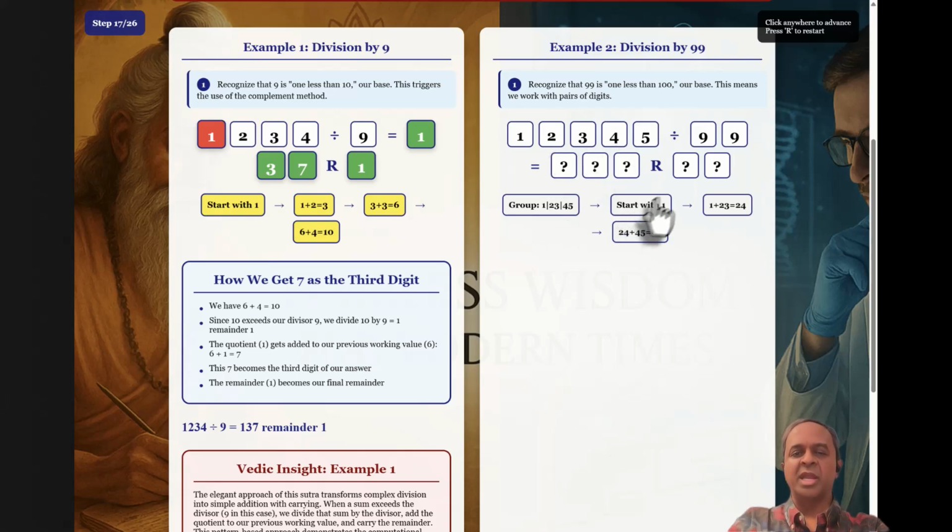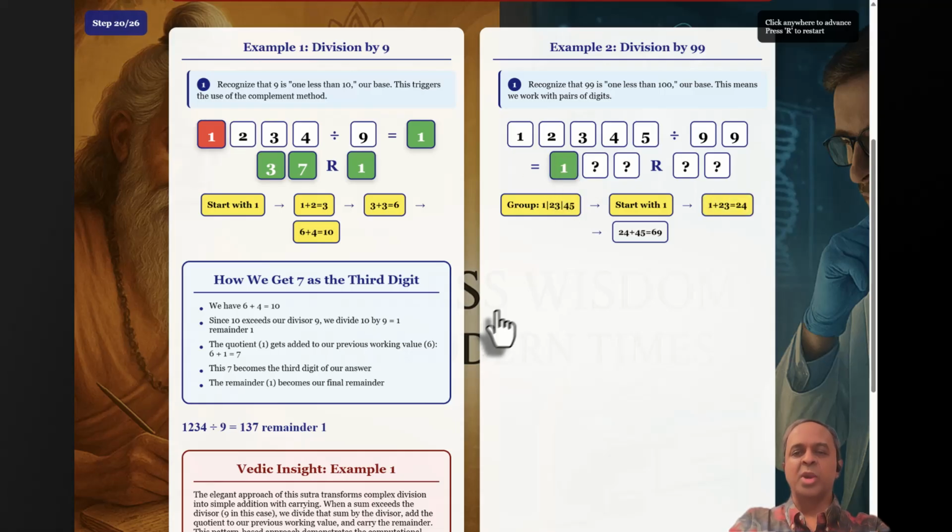We start with 1 again, same as before, right? We start with 1, and then you add this 23 in this case, that's 24. Then you take that 24, you add 45, that's 69. Again, remember that's the calculation. Same, that 1 from before becomes the answer 1 here, okay?